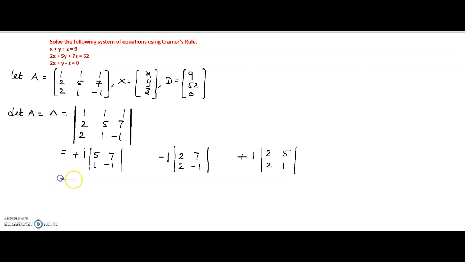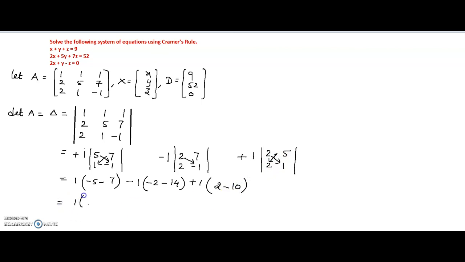So each determinant is in the form of ABCD. We know the determinant of ABCD is AD minus BC. 5 into minus 1 is minus 5. Minus BC, 7 into 1 is 7. Minus 1 into, again AD, 2 into minus 1 is minus 2. Minus BC, 2 into 7 is 14. Plus 1 into, again AD, 2 into 1 is 2. Minus BC, 5 into 2 is 10.